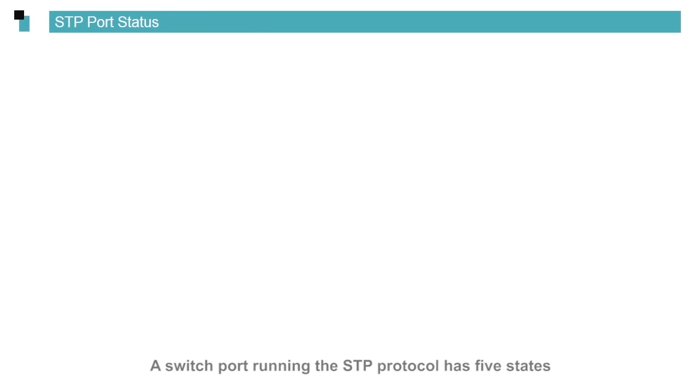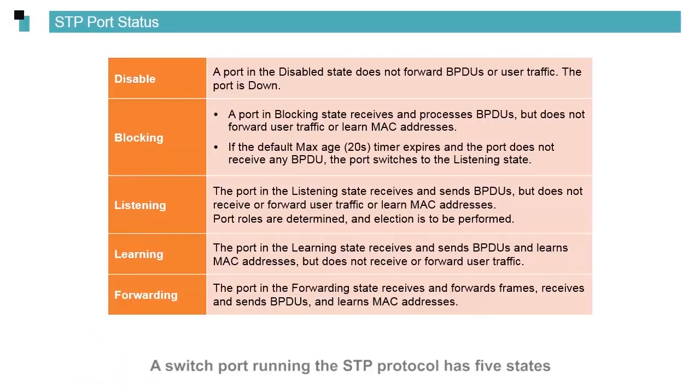A switch port running the STP protocol has 5 states. A port in the disable state does not forward BPDUs or data traffic. A port in the blocking state only receives and processes BPDUs but does not forward user traffic or learn MAC addresses. A port in this state has a maximum age time and its default value is 20s. If the port does not receive a BPDU within 20s, the port switches to the listening state.